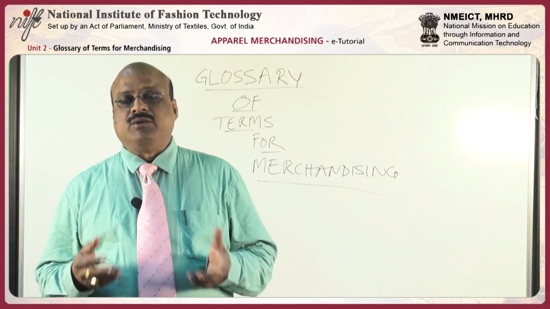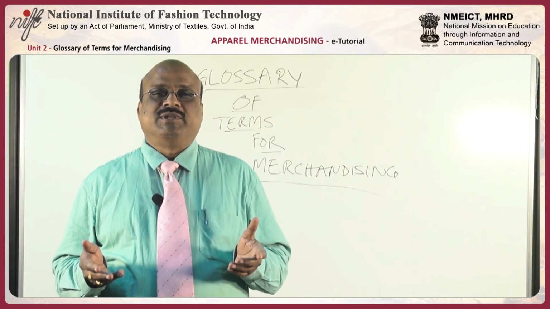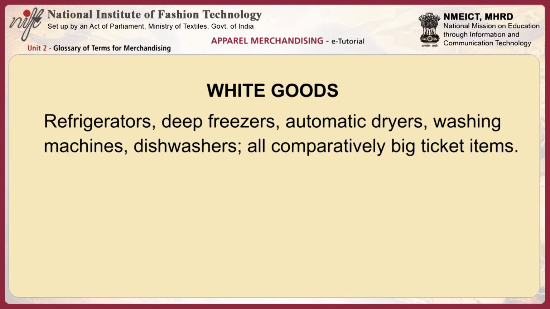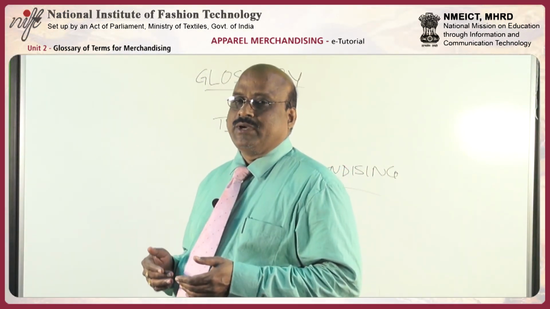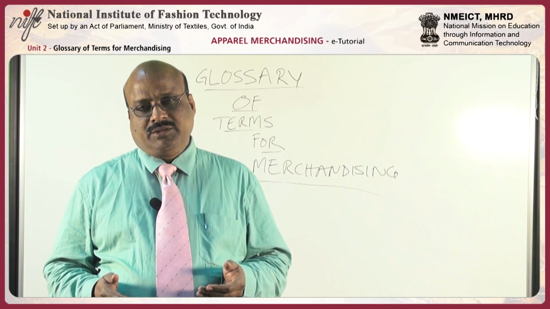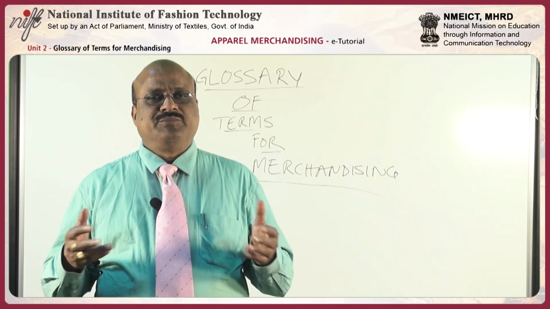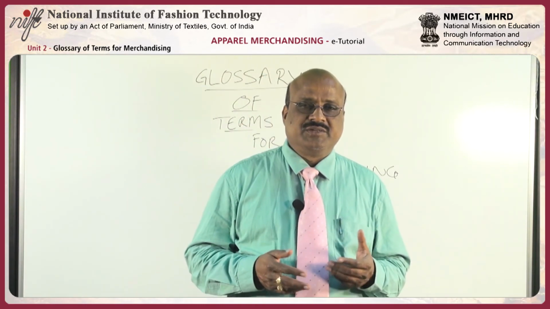The next term is white goods. What are white goods? White goods refers to appliances like refrigerators, deep freezers, automatic dryers, washing machines, dishwashers. So they are comparatively big ticket items. White goods are, as the name indicates, white goods. That means big ticket items. So they are called white goods. It is typically refrigerators, washing machines, dishwashers, air conditioners, etc.